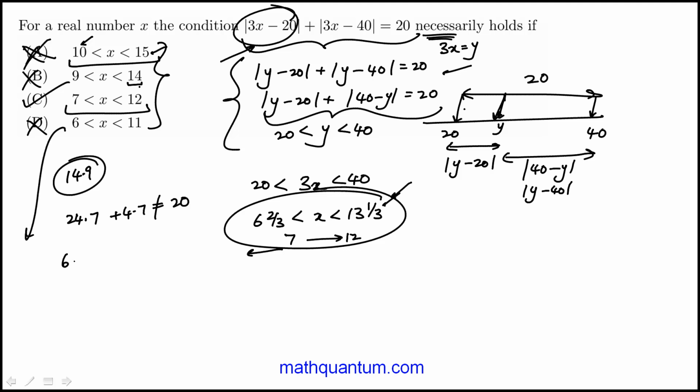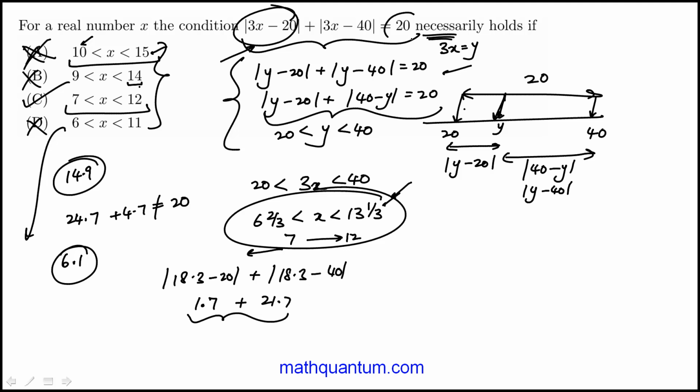You can do the same thing here, use x equal to 6.1, and then 6.1 times 3, so that becomes absolute value of 18.3 minus 20 plus absolute value of 18.3 minus 40. So this is 1.7, and then the other piece is 21.7, and you'll see these two do not add up to 20, so you can eliminate that. So a little bit of trial and error, but you will eventually get the answer. But just make sure you test kind of the extremes. That's typically how you can go about these questions. So to summarize, the answer is C.